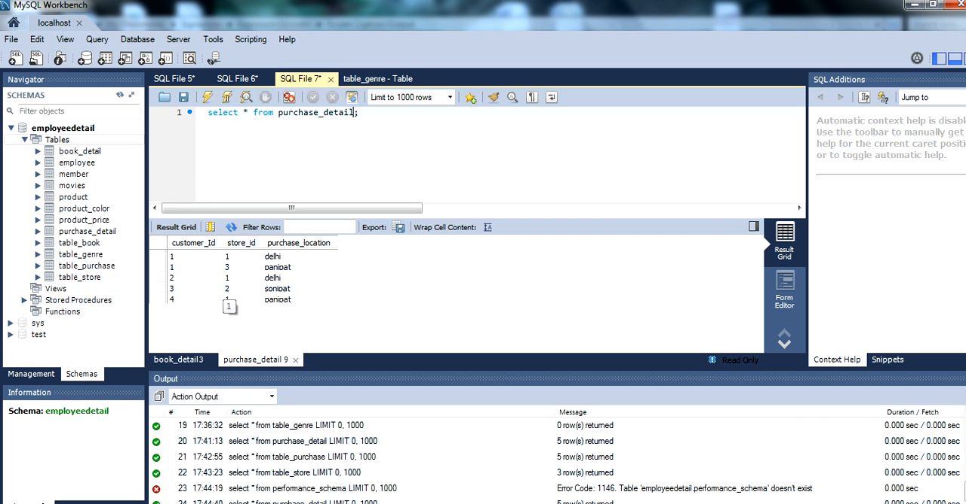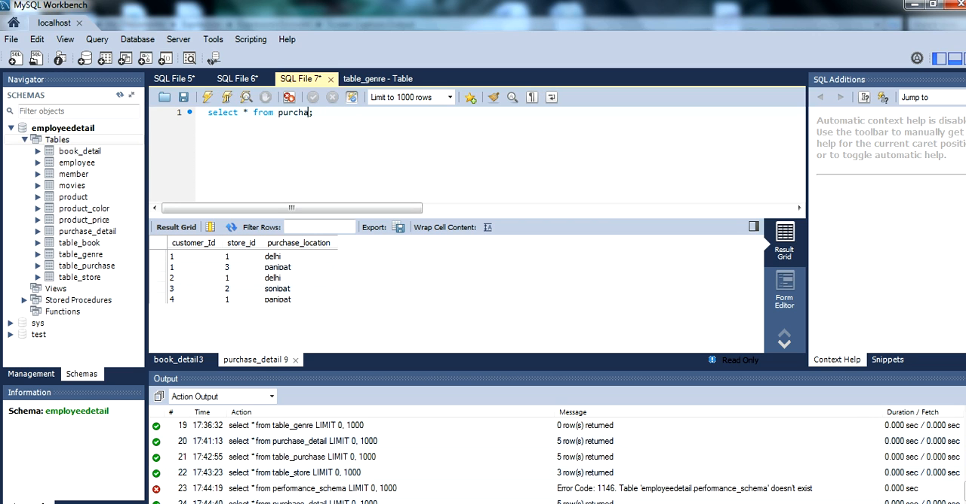For third normal form, first we check whether it is in second normal form or not. It is in first normal form, but it is not in second normal form because there is no primary key. Oh sorry, this is in second.